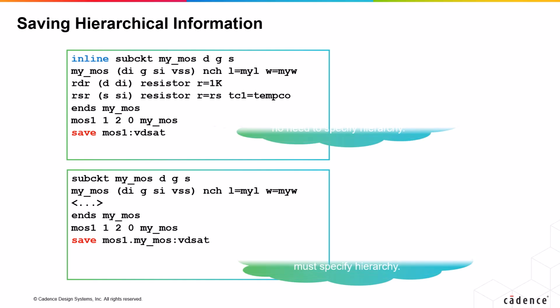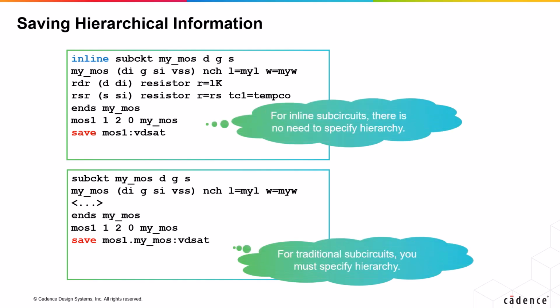In this example, we have both the inline and traditional subcircuit definitions. If you notice the save statement in both these cases, a traditional subcircuit requires a full hierarchical name to save the VDSAT voltage signal of the MOS device, whereas an inline subcircuit does not require the full hierarchical path.